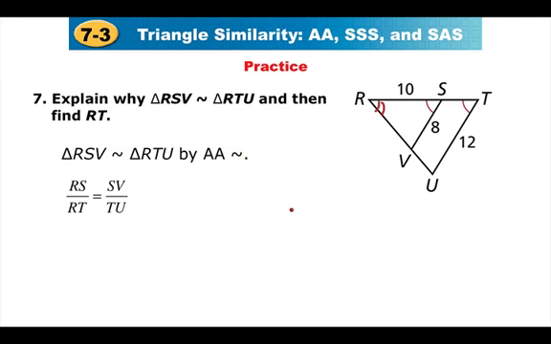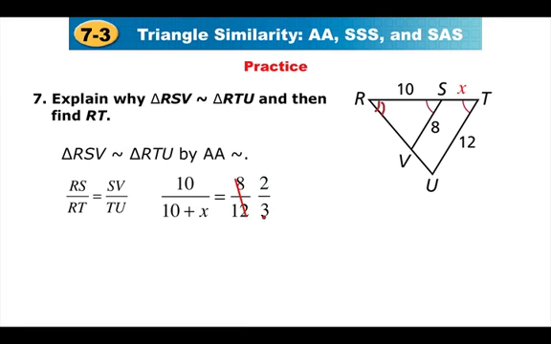I set up my ratios equal to each other. I substitute. First of all, I label ST, the distance, as x. And then at this point, this is what I write: 10 over 10 plus x. Notice that RS is 10 plus x. And then this is just 8 over 12.